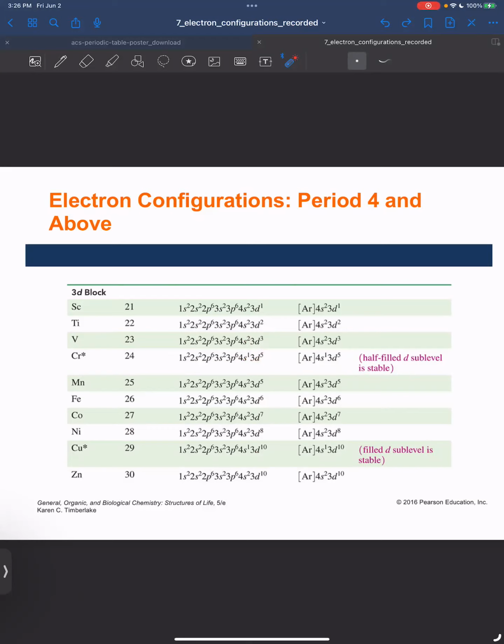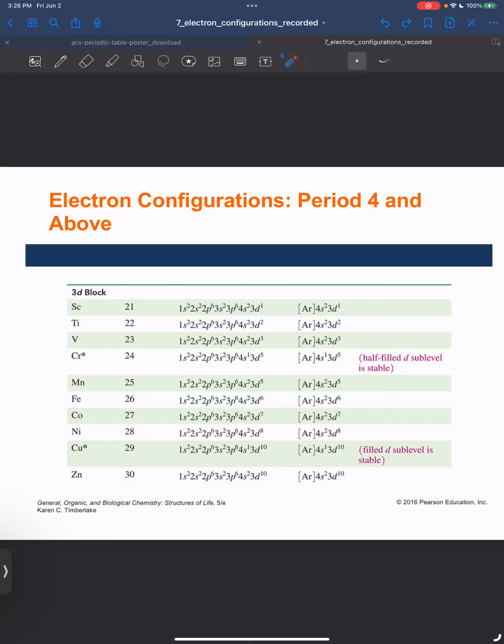So atoms are always going to find the lowest energy configuration as much as possible. And that's just the case here. It is lower in energy to be 4s1, 3d5 than it would have been 4s2, 3d4.